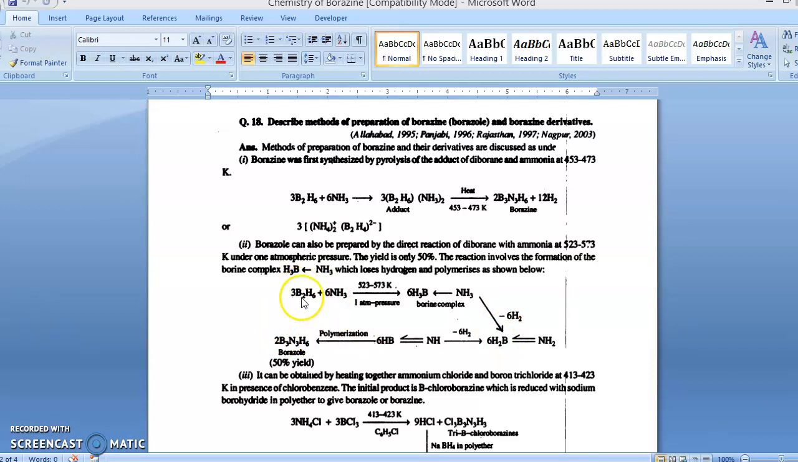When 3 equivalent of diborane reacted with 6 equivalent of ammonia under 523 to 573 Kelvin temperature and 1 atmospheric pressure, it will form a borane complex, and this bond represents the coordinated covalent bond. Further, this is also an adduct. Further, this borane complex undergoes polymerization, it will provide the Borazine compound.